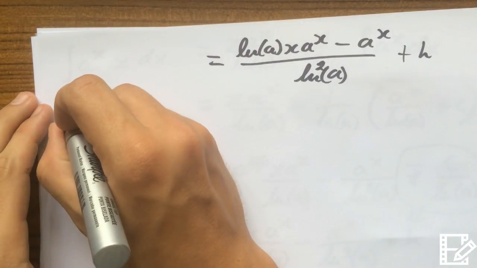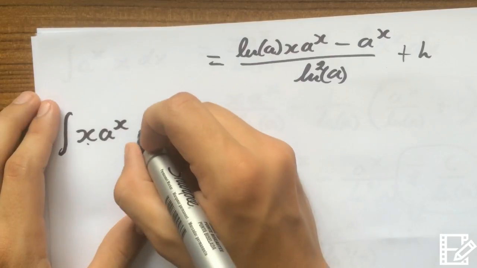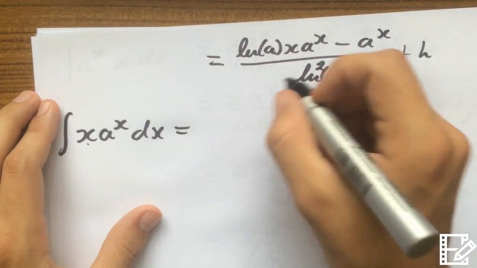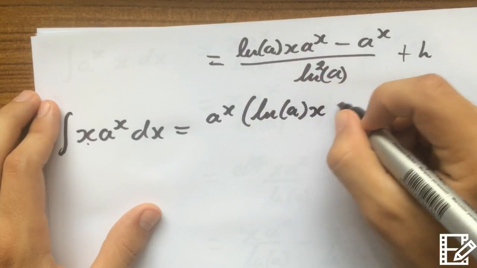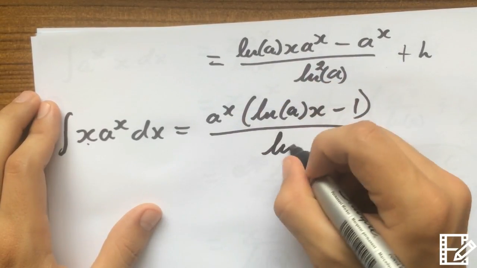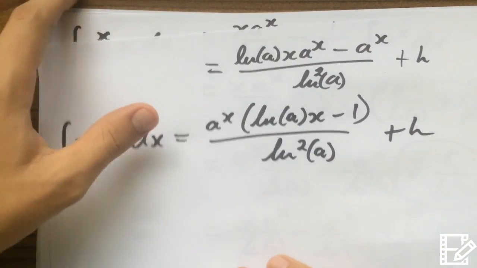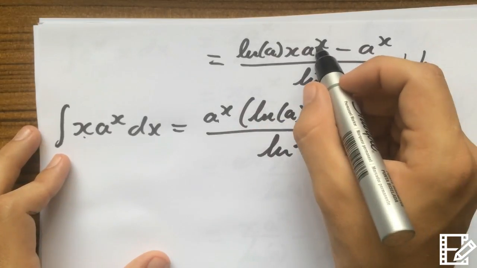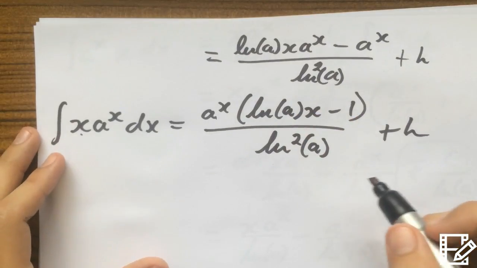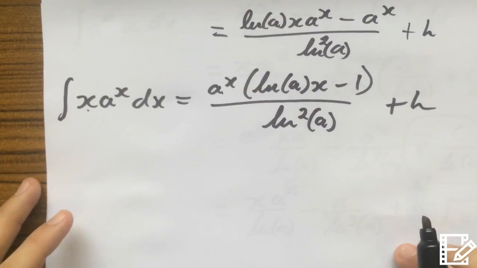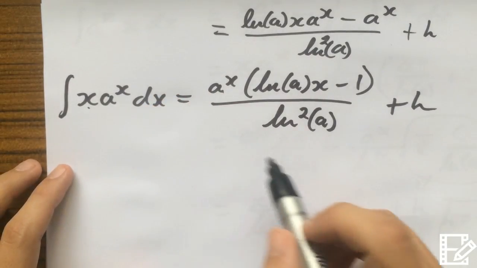Now, I'm going to write what we started with in the proper order that I started with. A multiplied by a to the x, the integral equals a to the x, ln of a times x, minus 1, over ln squared of a, plus h. What did I do there? I just factored out a to the x, because we have an a to the x multiplied to this and an a to the x multiplied by the negative 1. So I just brought it out. And that there is your answer to the question of what is the integral of a to the x multiplied by x. And there it is.